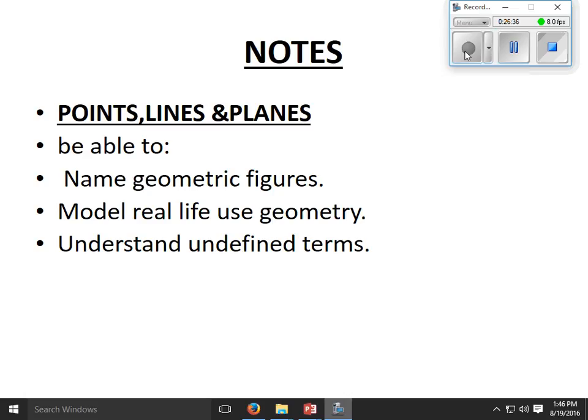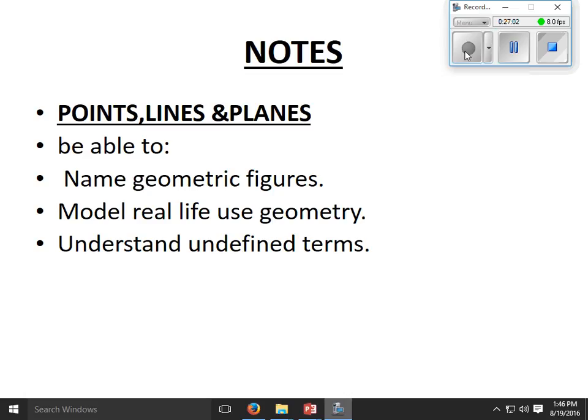All right, so what we're going to cover today. Be able to name geometric figures. That's what we've been doing: lines, segments, rays, all that stuff. Planes, model them. When it says model, give me a real life model of a plane. Anybody? The floor, the ceiling, the walls. All right, that's what modeling means.